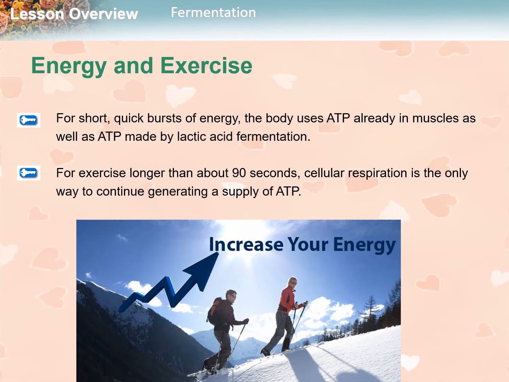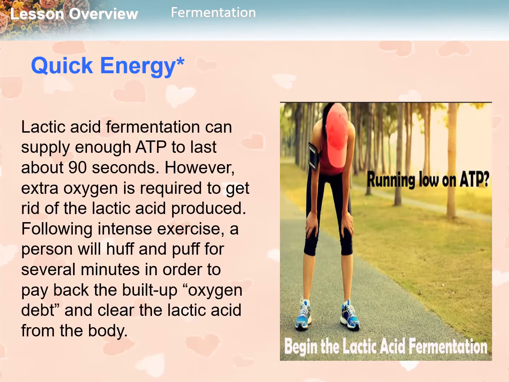So how does the body produce ATP during different stages of exercise? For short, quick bursts of energy, the body uses ATP already in muscles, as well as ATP made by lactic acid fermentation. For exercises longer than about 90 seconds, cellular respiration is the only way to continue generating a supply of ATP.